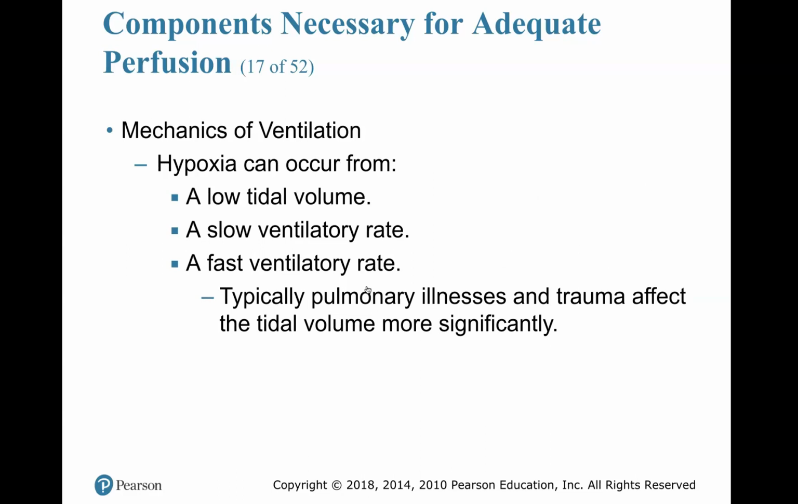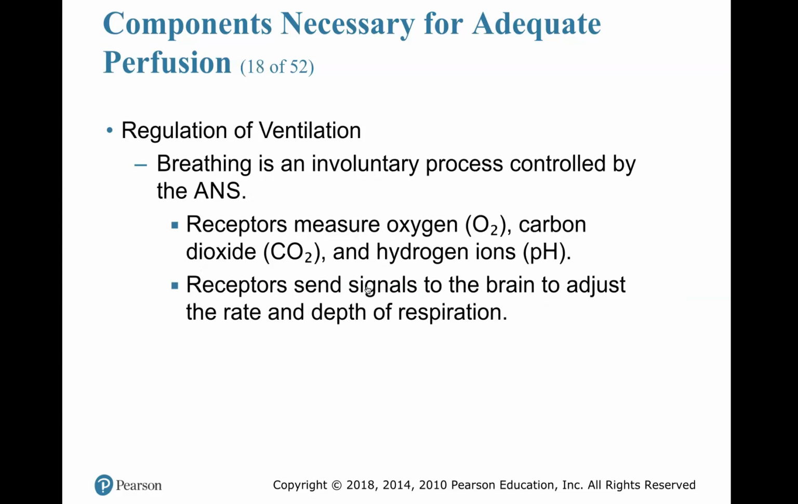Hypoxia can occur from a low tidal volume, a slow ventilatory rate, a fast ventilatory rate. Typically, pulmonary illnesses and trauma affect the tidal volume more significantly. Regulation of ventilation. Breathing is an involuntary process controlled by the ANS, the autonomic nervous system. Receptors measure oxygen, carbon dioxide, and hydrogen ions. Receptors send signals to the brain to adjust the rate and depth of respiration.